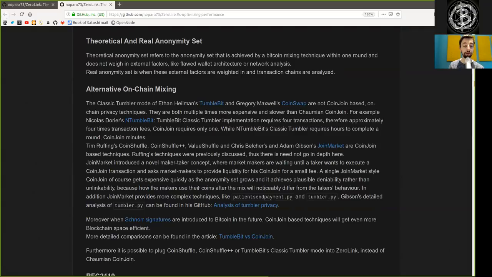Because how the maker uses their coins after the mix will noticeably differ from the taker's behavior. In addition, JoinMarket provides more complex techniques like patient send payment and Tumbler. Gibson's detailed analysis of Tumbler can be found on GitHub. Moreover, when Schnorr signatures are introduced to Bitcoin in the future, CoinJoin-based techniques will get even more blockchain space efficient. More detailed comparisons can be found in this article. Furthermore, it is possible to plug CoinShuffle and CoinShuffle++ or TumbleBit's classic Tumbler mode into ZeroLink instead of Chaumian CoinJoins.